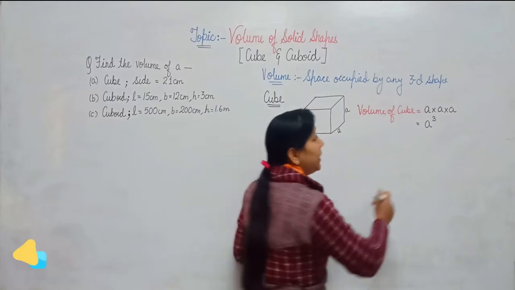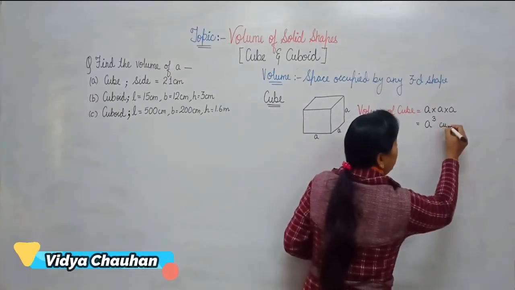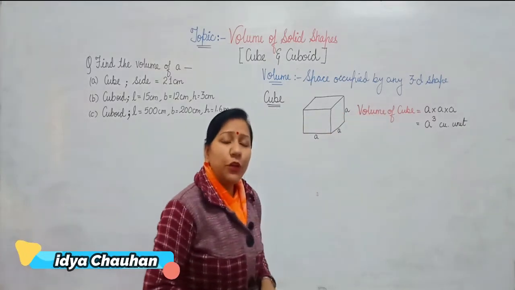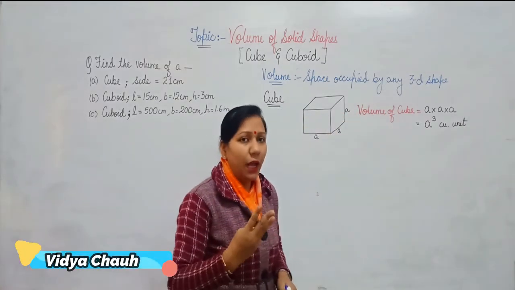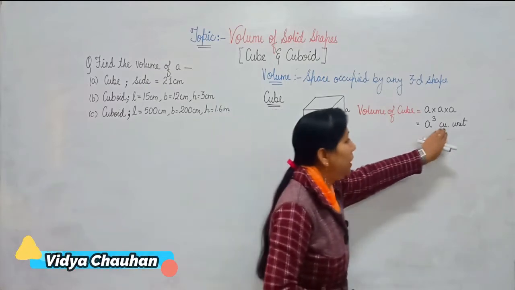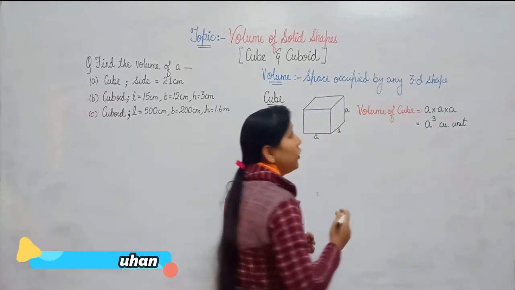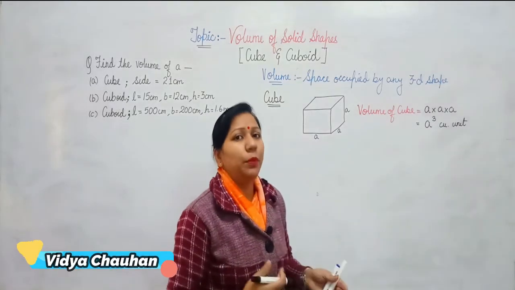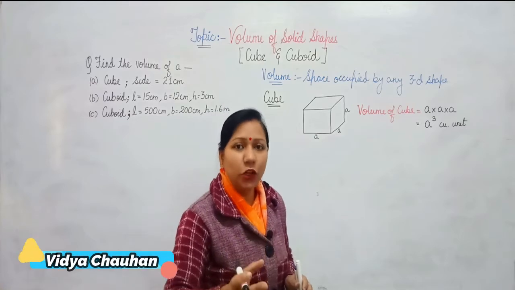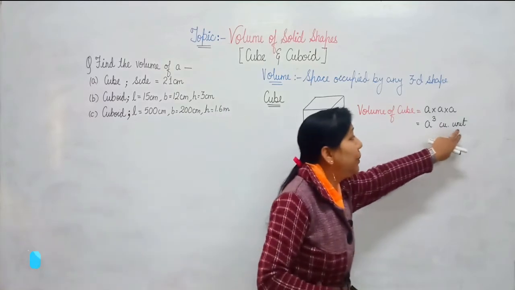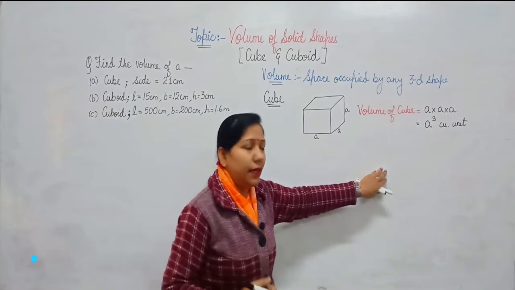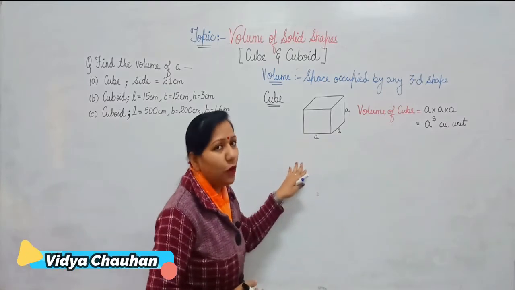Now coming to its unit. Its unit will be cubic unit. Cubic unit means we are multiplying three dimensions, so its unit also gets a power of 3. That is why we call it cubic unit. So it could be cubic centimeter, cubic millimeter, cubic meter or cubic kilometer. Whatever answer you get after multiplying the numerical values, you have to put cubic centimeter or cubic meter or cubic millimeter, like that. Clear students? So this is our first shape, the cube.